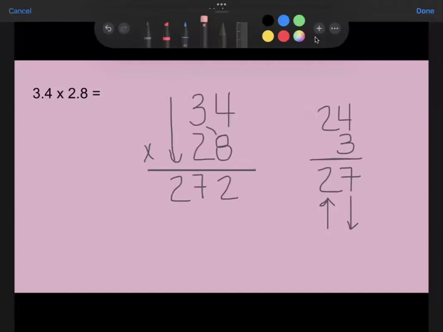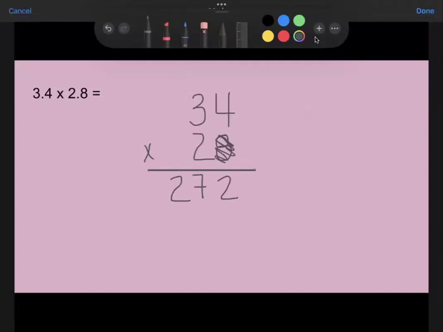Now I'm going to get rid of these little numbers, these lines. I'm going to get rid of this. And I'm even going to cross this out because I've already multiplied everything by the 8. I'm going to add a 0 here to show that now I'm multiplying by a number in the tens place. So 4 times 2 is 8. Since that's a single digit answer, I don't have to split it up. I can just put the 8 right there. 3 times 2 is 6. So same thing. I'm just going to go ahead and put it right there. It's a single digit answer.